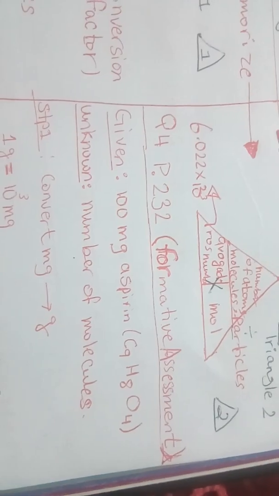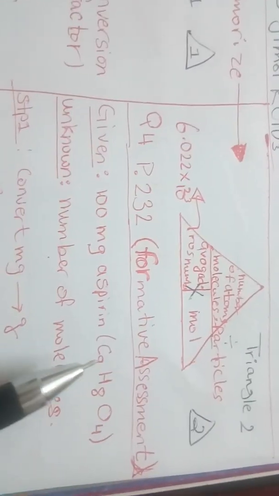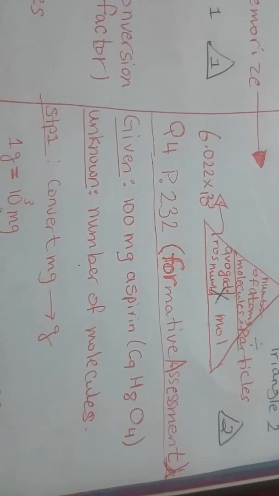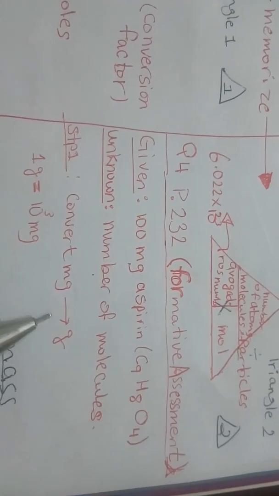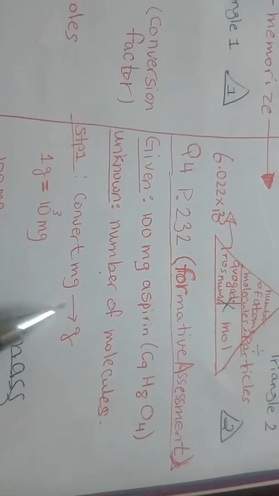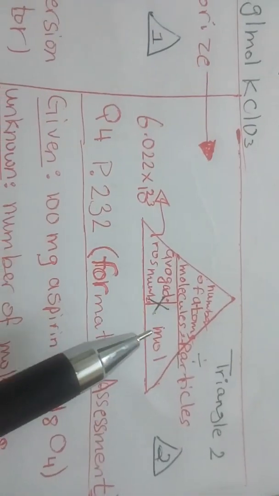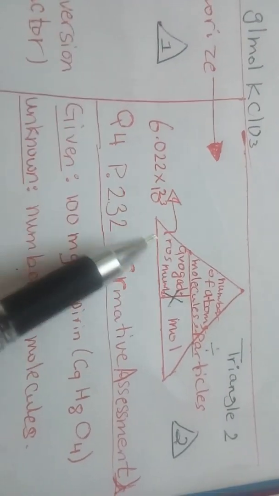Okay, moving on. Now there's question 4, page 232 from formative assessment. So basically, in this question they give you 100 milligrams of aspirin, which is C9H8O4, and the unknown is the number of molecules. They're asking you for the number of molecules.